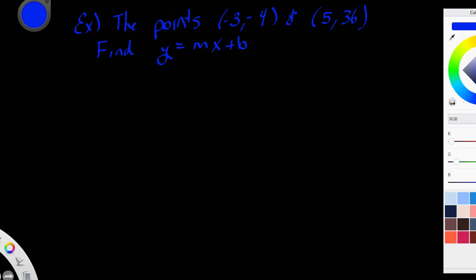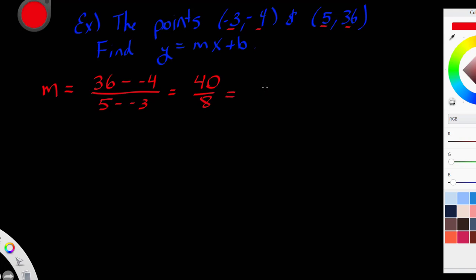So whenever you have a problem like this, the first thing you want to do is find the slope. So the slope, which is m, is going to be your y's minus your x's. So that's going to be 36 minus -4 divided by 5 minus -3, which is going to give me 40 divided by 8, which gives me a positive slope of 5.